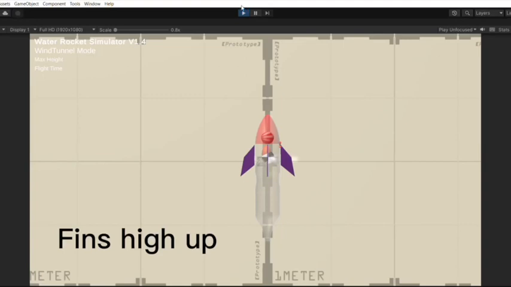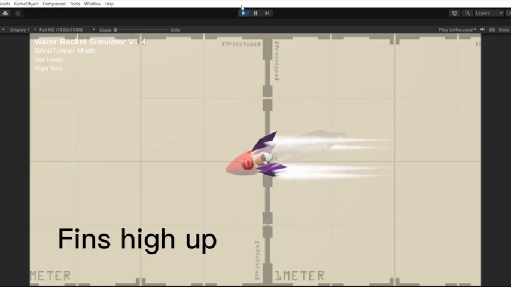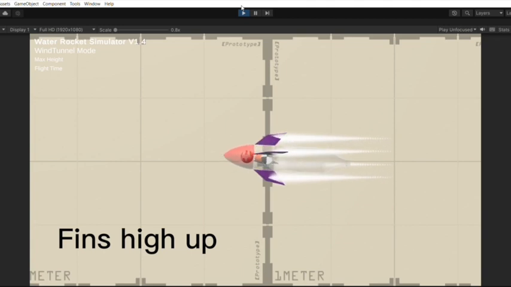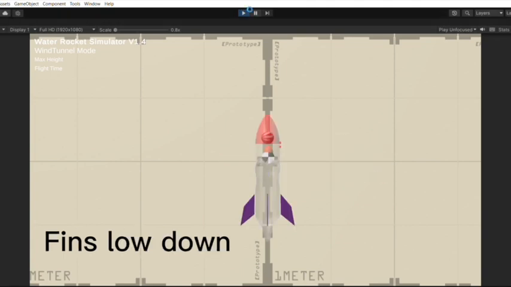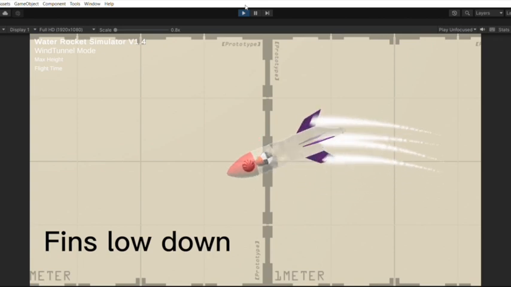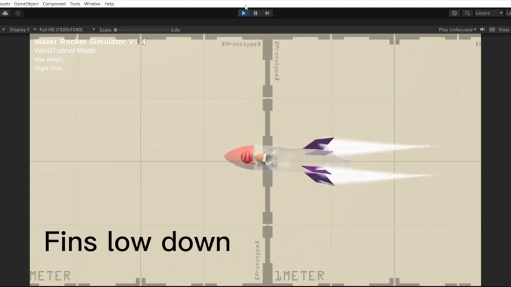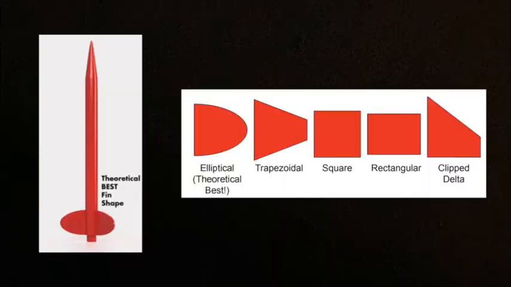By using the wind tunnel simulation in Unity, we were able to establish a relationship between the stability of the rocket and where the fins are placed. We found that the lower the fins are placed on the rocket, the more directionally stable it is. Directional stability is the stability of the rocket perpendicular to the direction of travel. Theoretically, the best fin shape for a rocket is an elliptical fin shape, as it produces the least amount of drag.